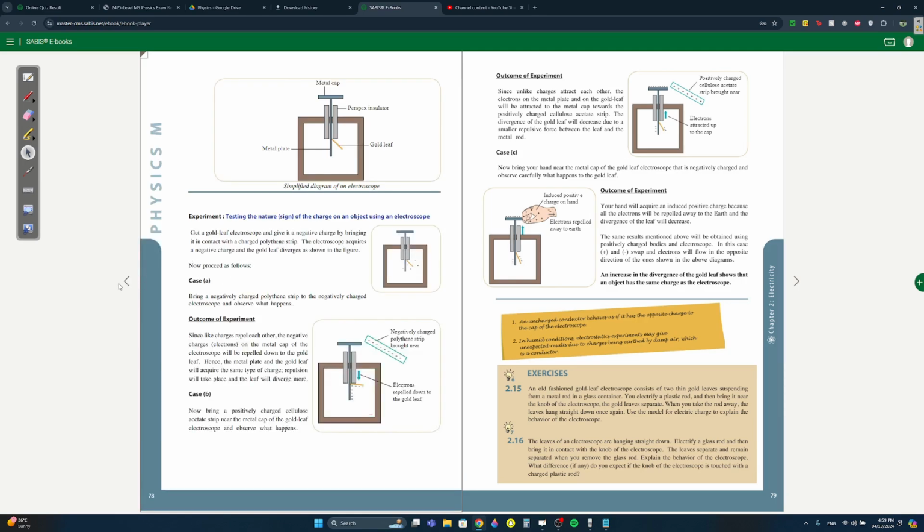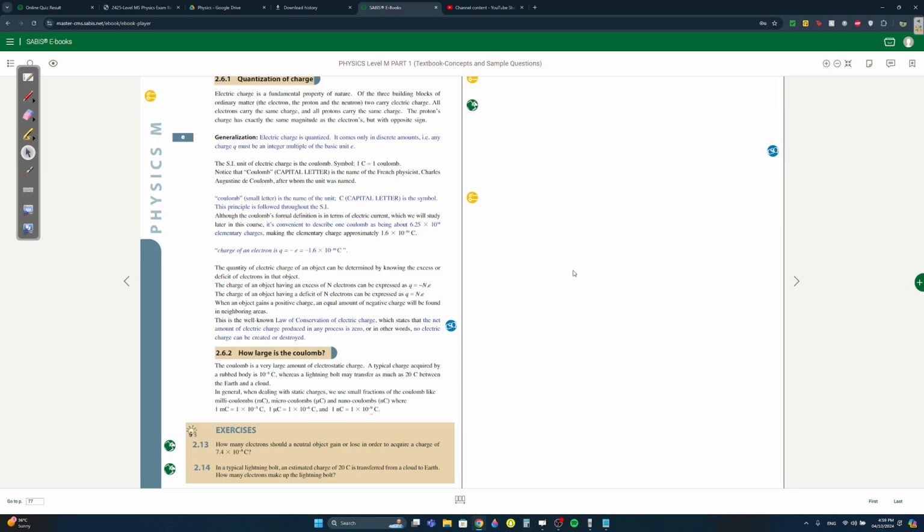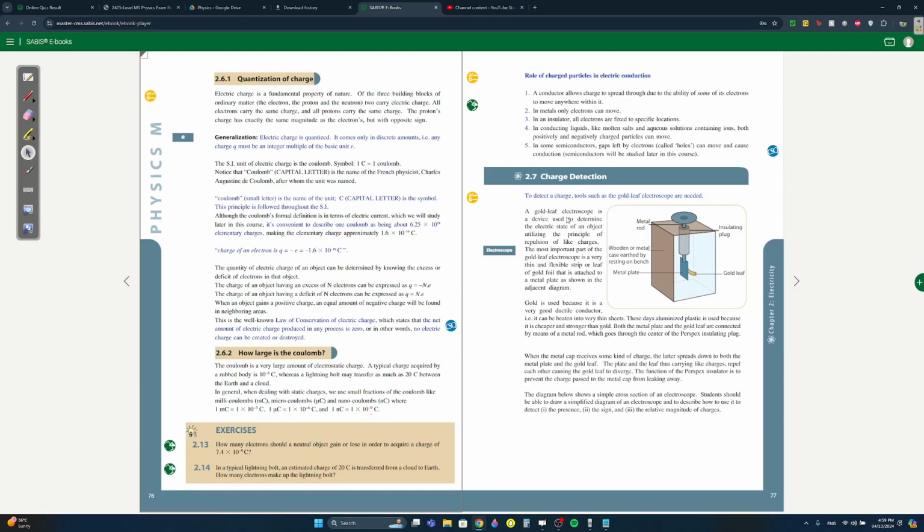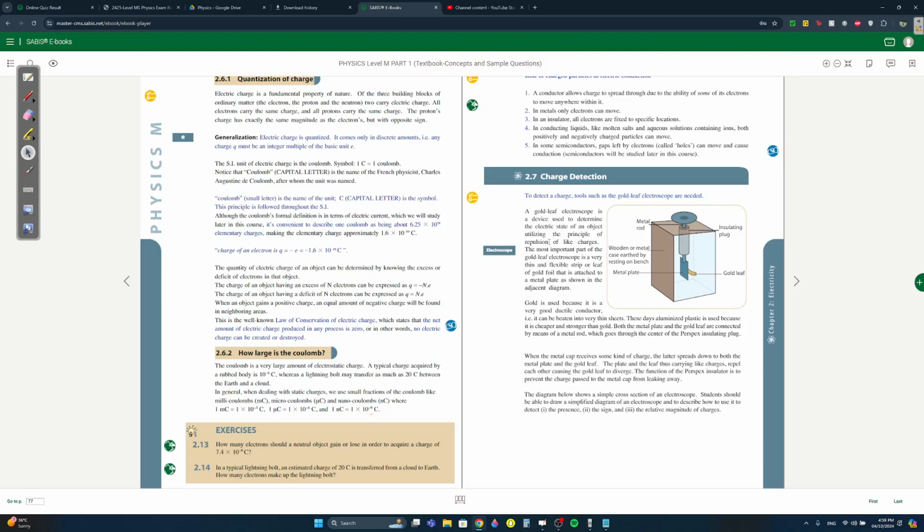So the gold leaf is used to determine the electric state of an object. What principle does it use? It uses the principle of repulsion of like charges. The most important part of the gold leaf is the diagram.